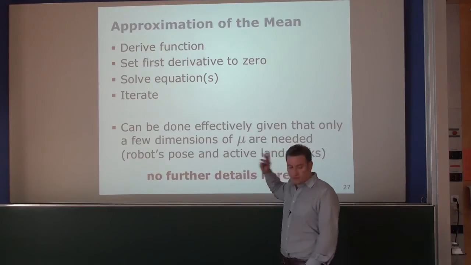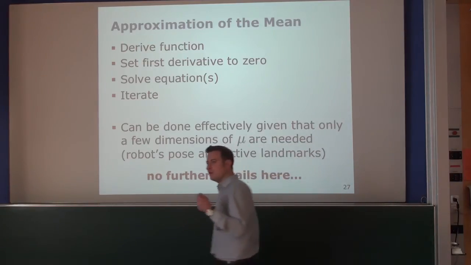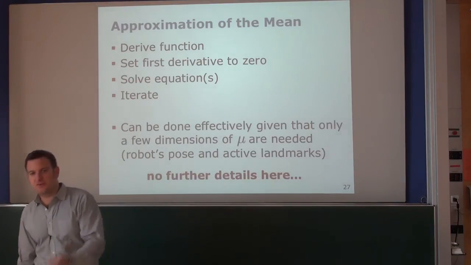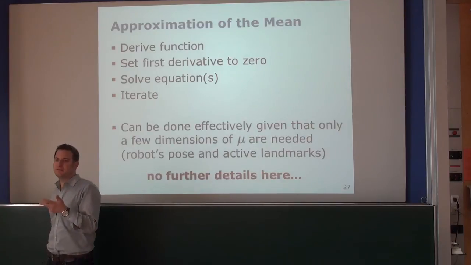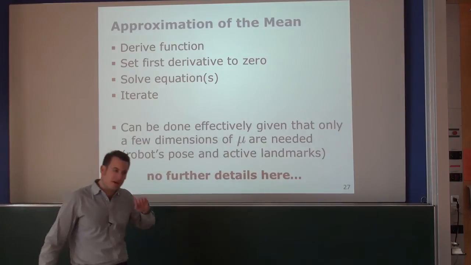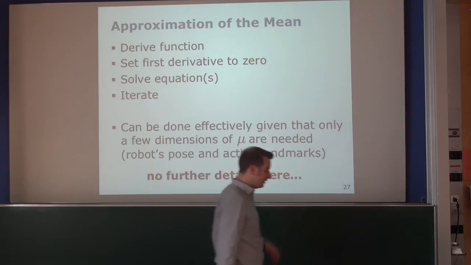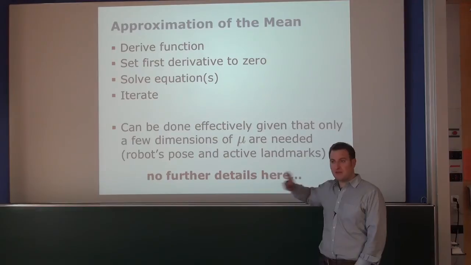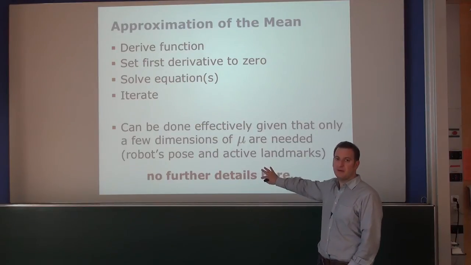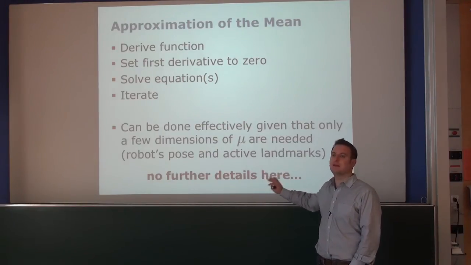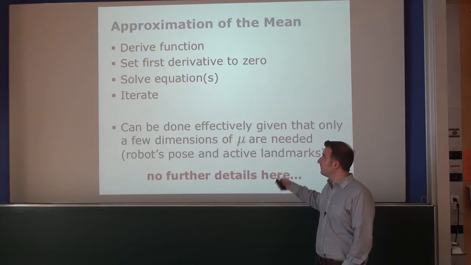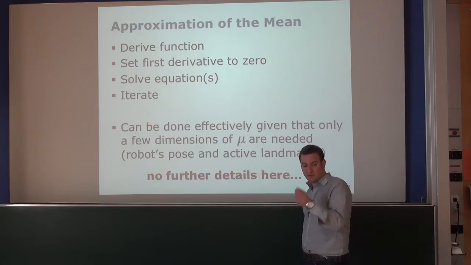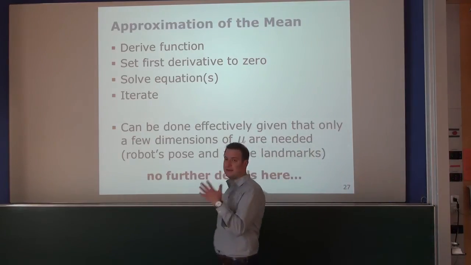And this can only be done efficiently here because I'm interested in a constant number of dimensions. I'm only interested in the current position of the robot and the active landmarks, and all the rest of the states I actually ignore here. Again, this is an approximation, because in theory this step, if it were executed exactly, could not be done in constant time because of the number of dimensions that my mean vector has. But as I focus only on a few and I update only a few, I can actually do that.